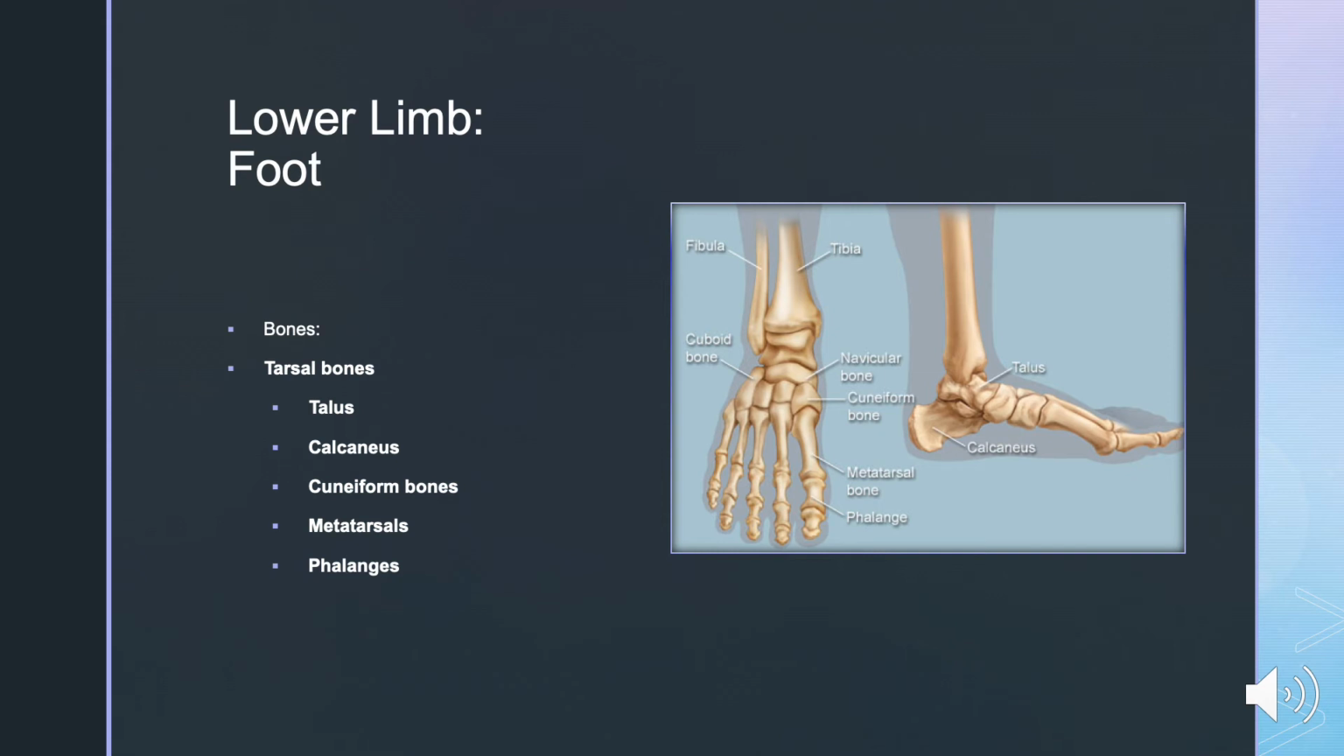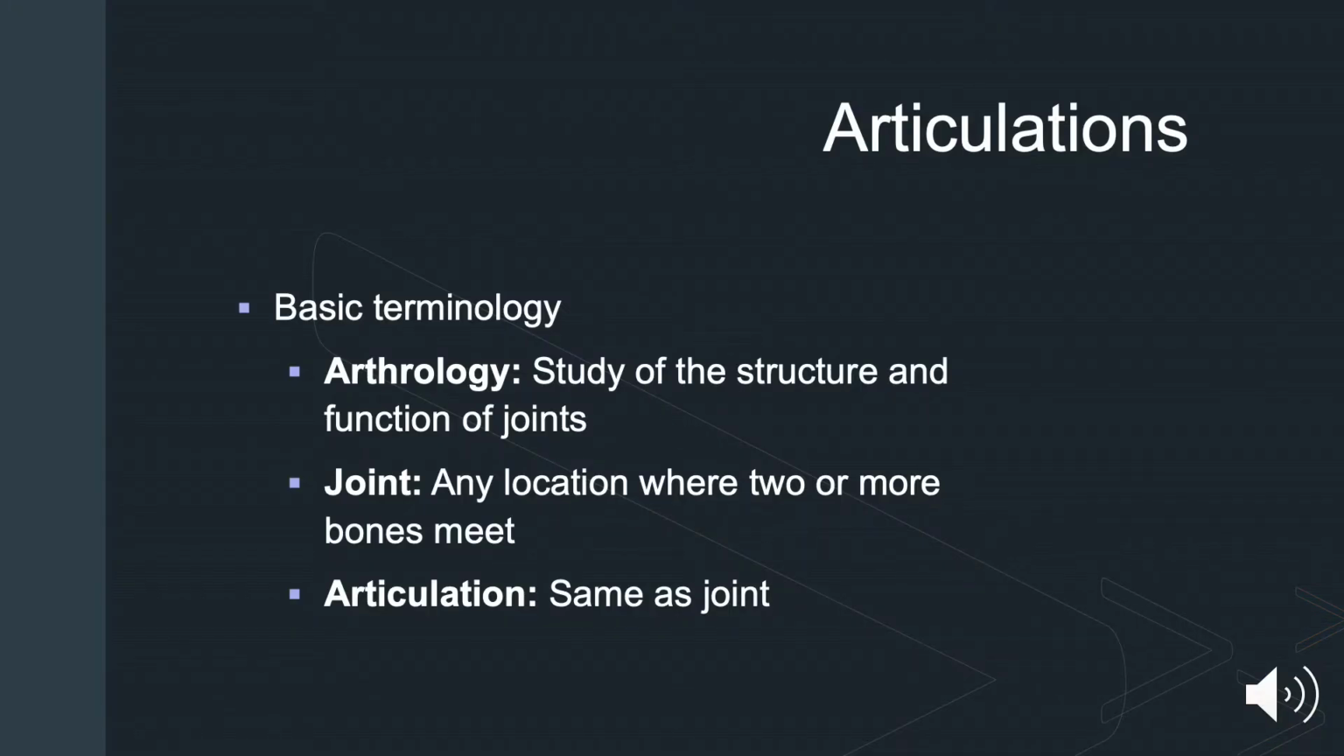So that's it for the appendicular skeleton, and now let's talk about the body's articulations. Some basic terminology. Arthrology is the study of the structure and function of joints, and a joint or articulation is any location where two or more bones meet.